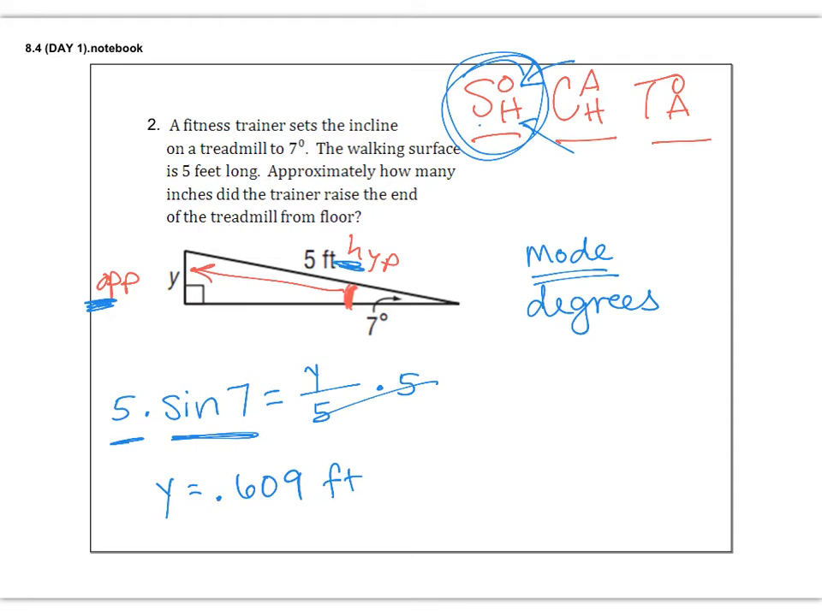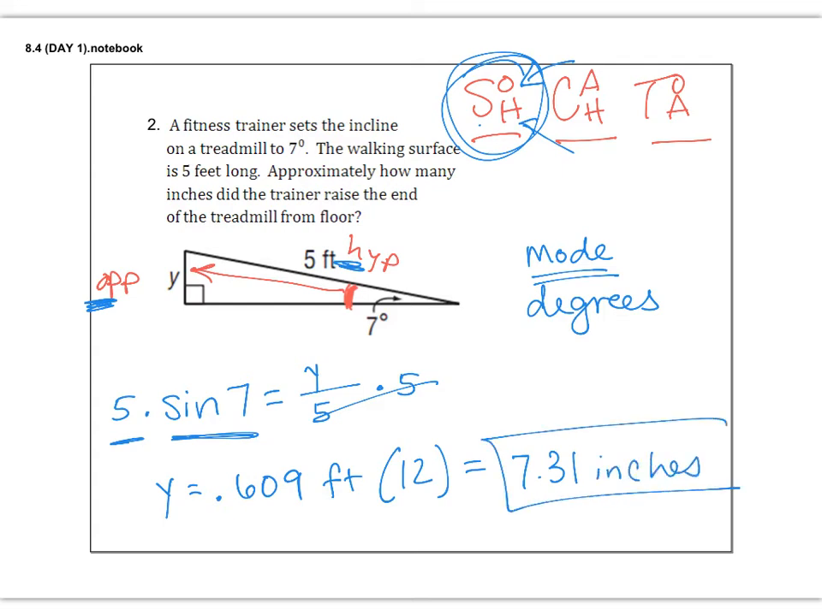All right, last but not least, we're going to convert this into inches, so we're just going to multiply by 12. 0.609 times 12 ends up being 7.31 inches. And that is how far Miss Amy raised the treadmill.